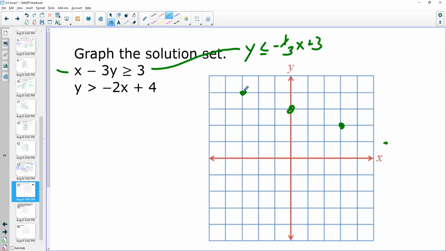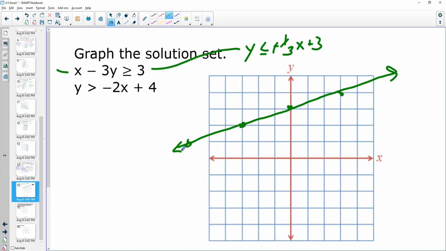Oh, did I do it wrong? Oh, is it a positive? It was a negative x when I moved it over, so this should be a positive. Sorry, that's what I get for trying to do math in my head. Okay, so I moved negative x over, divided by negative 3, which gets me positive 1 over 3. So there's my 3, 1 over 3, down 1 over 3, down. There's my green line. Okay, it is solid because it's equal to.